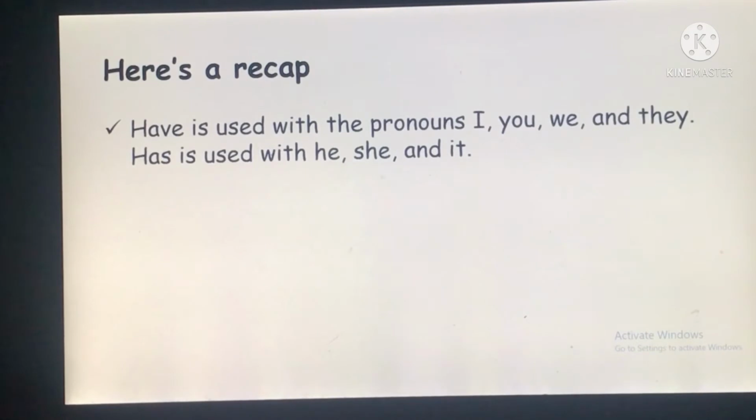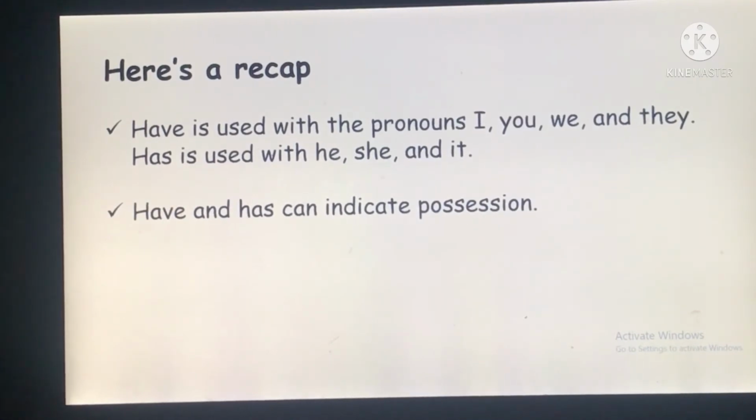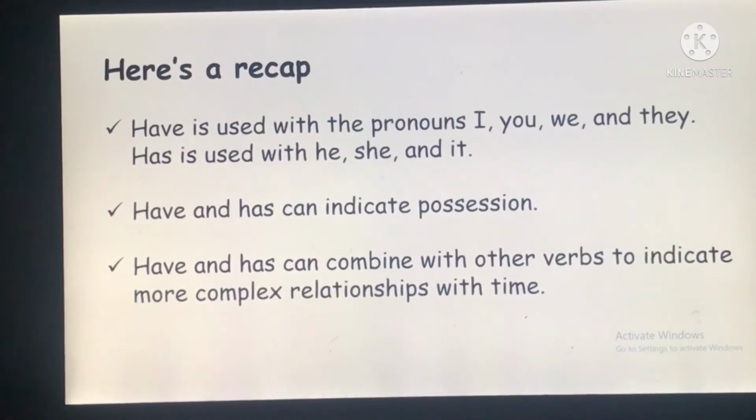Here is a recap. Have is used with the pronouns I, you, we, and they, while has is used with he, she, and it. Have and has can indicate possession. Have and has can combine with other verbs to indicate more complex relationships with time. Here are our examples in how to use have and has.